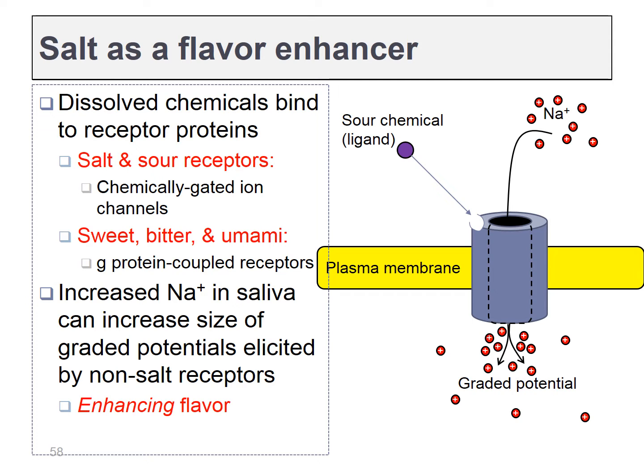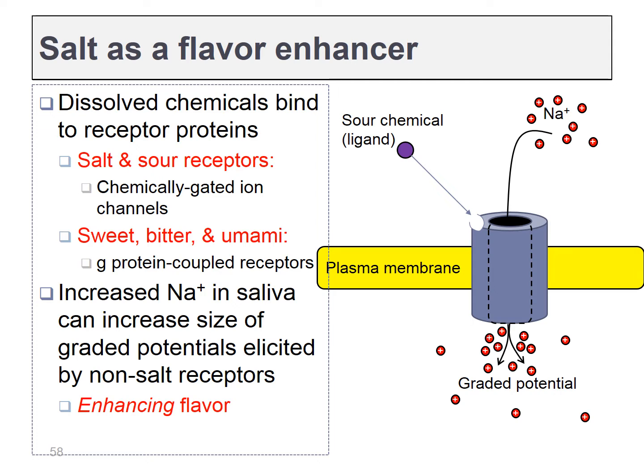Sour chemicals can bind to ligand-gated ion channels, opening them up, allowing sodium to rush into the cell, depolarizing it, and if it brings that cell to threshold, it fires an action potential and sends that information to the brain, where I can detect that as a sour taste.